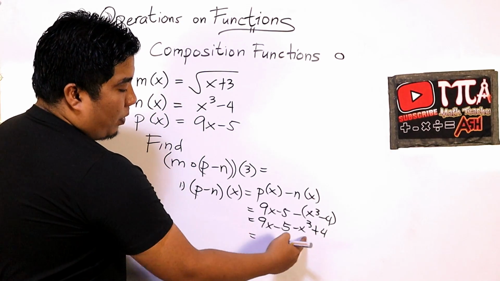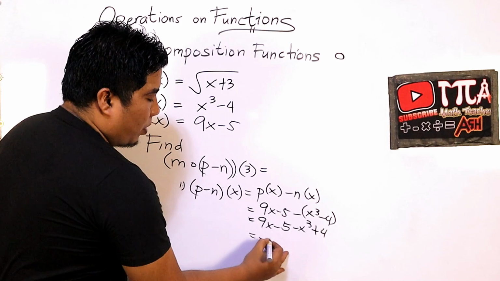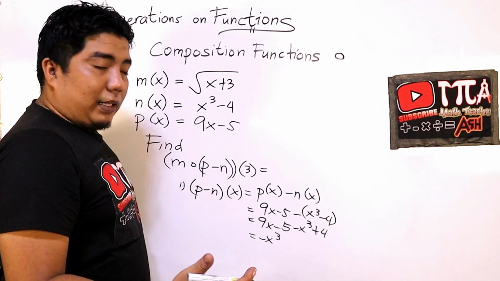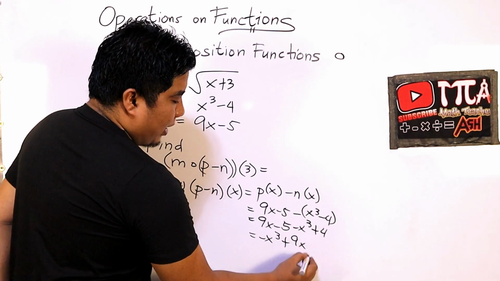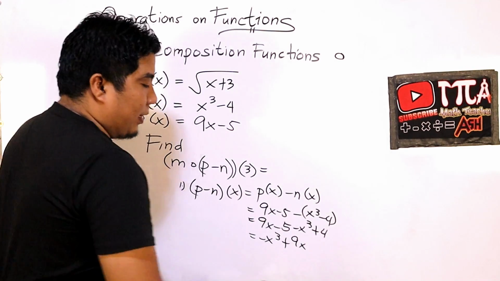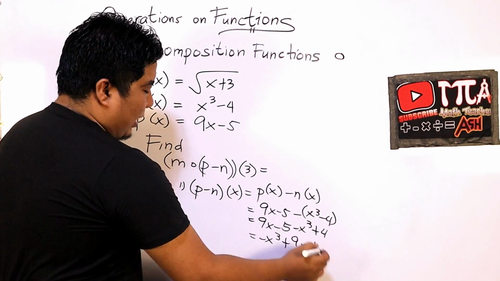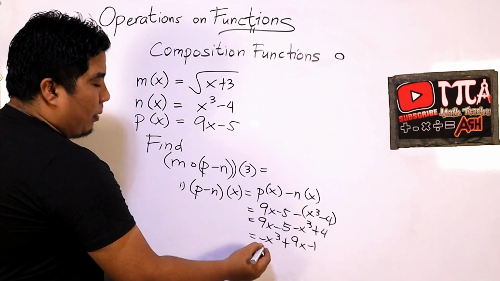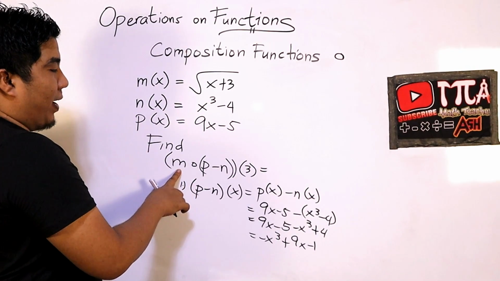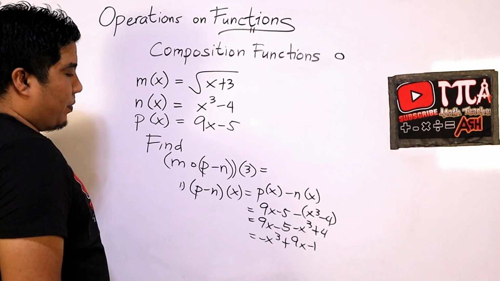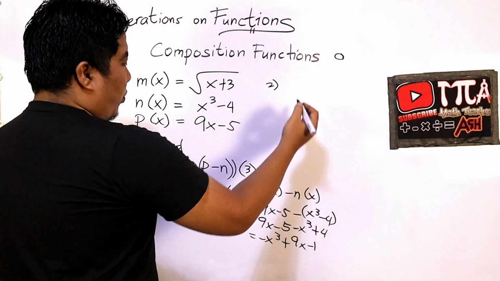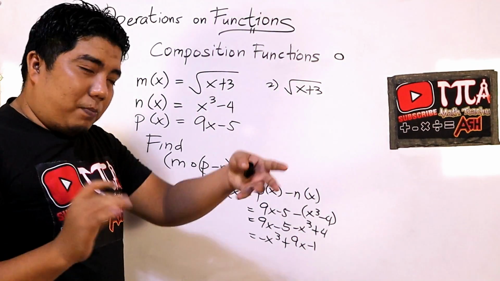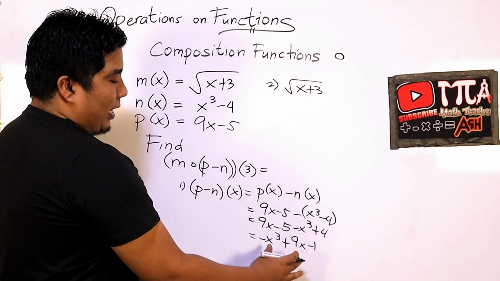If we simplify that one, we put our highest degree, so that is x cubed, so negative x cubed, and then the next degree. Since there is no quadratic term, we will go to the linear term, so that is positive 9x, and then negative 5 plus 4, we can simplify that, and that is negative 1. So this is the final answer for the p minus n of x. Now, having said that, we will now input this to our m of x. Since this is our m of x, we go to number 2, so we have the x plus 3 as our term. So x plus 3, and then we will input this one here.